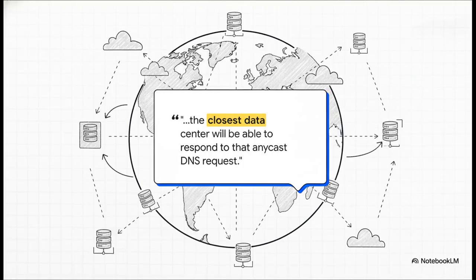And this brings us to the most important use for Anycast today, the domain name system, or DNS. When you type in a web address, your request gets sent using Anycast. Just like the quote says, the closest data center will be able to respond. That means the nearest DNS server to you, out of a huge global network of identical servers, is the one that answers. This is a massive reason why the modern internet feels so fast and so resilient.